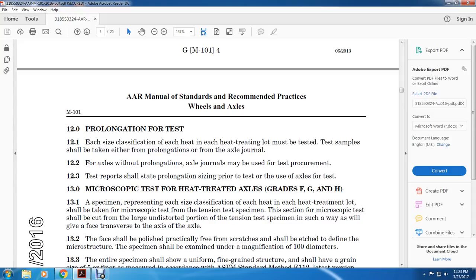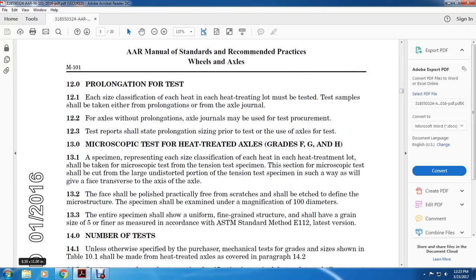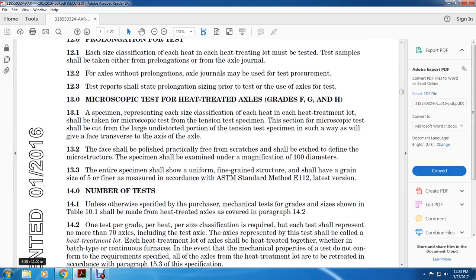A specimen representing each of the classification heat treating lots shall be taken with a microscopic tension test specimen. The specimen for the microscopic test shall be cut from the large undistorted portion of the tension test specimen in such a way that it will give a transverse view to the axis of the axle.